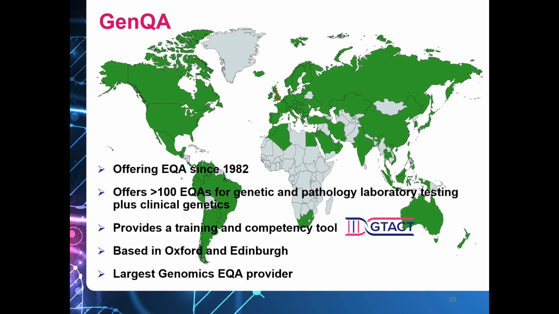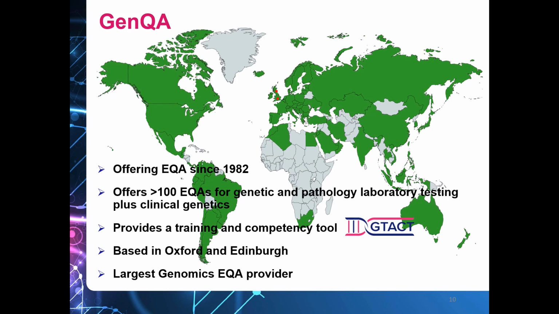GenQA has been offering EQA since 1982, and we offer more than 100 EQAs for both genetic, pathology, and clinical genetic centres. We also provide a training and competency tool called GTACT. The GenQA offices and laboratories are based in Oxford and Edinburgh, and we are the largest genomics EQA provider.